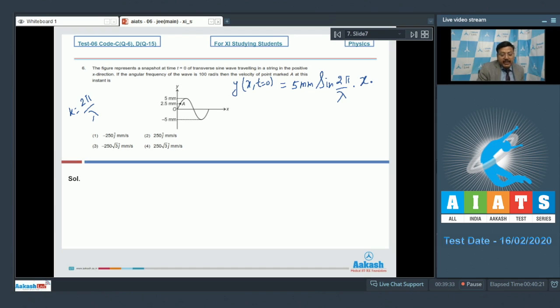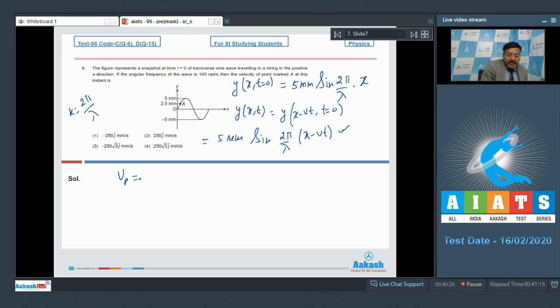Now this is y at t equal to 0 as a function of x. Since the wave is traveling in the positive x direction, let's say it is traveling with speed v. Then the equation y(x, t) can be written as y at t equal to 0 of (x minus vt), and this can be written as 5 mm sine 2 pi by lambda, and instead of x we put x minus vt. This is in fact the equation of the wave.